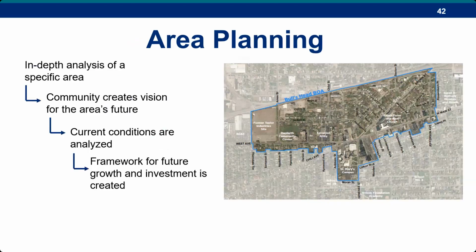Area planning. Similar to comprehensive plans, area plans analyze the conditions of a particular corridor or neighborhood, like a downtown, and with the help of the public, develop a shared vision for the area's future growth. Area plans create a framework for growth and investment, with zoning ordinances acting as an important tool in achieving the area's desired development pattern.